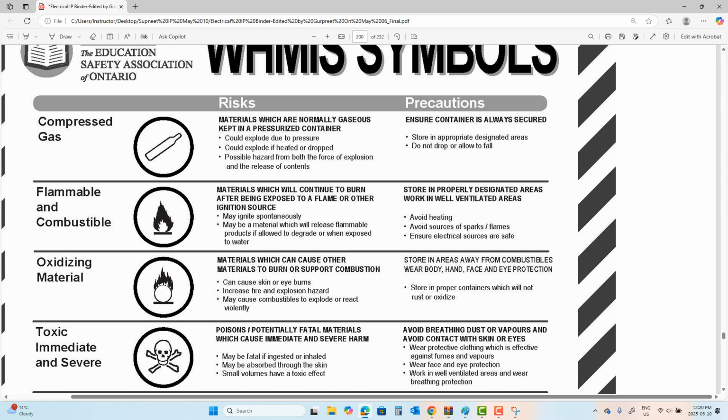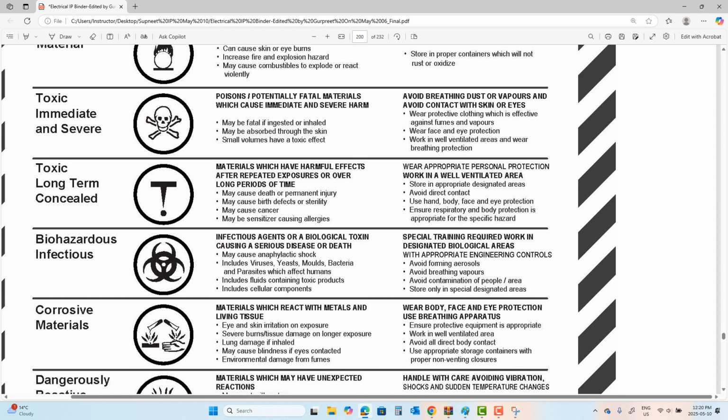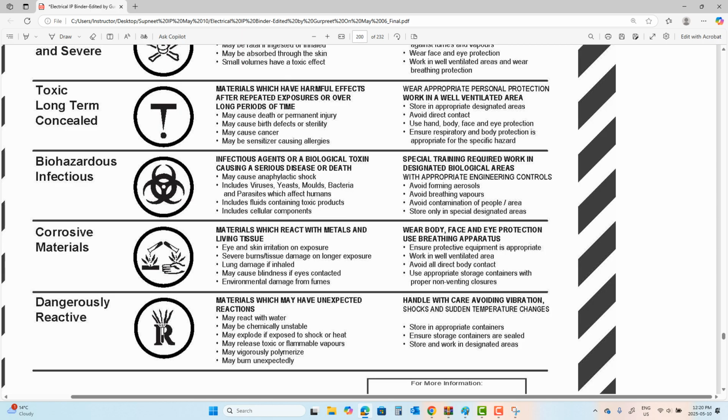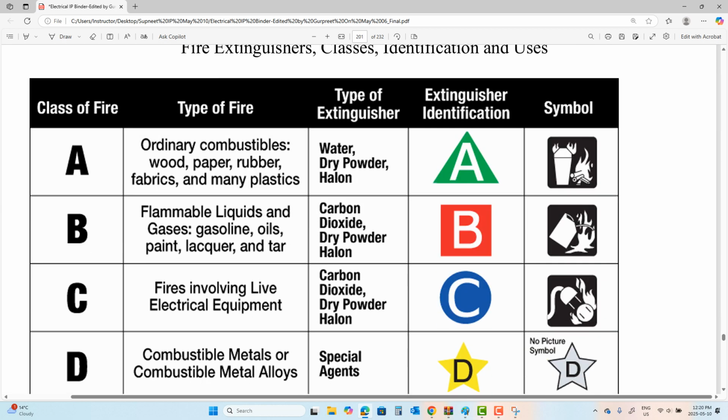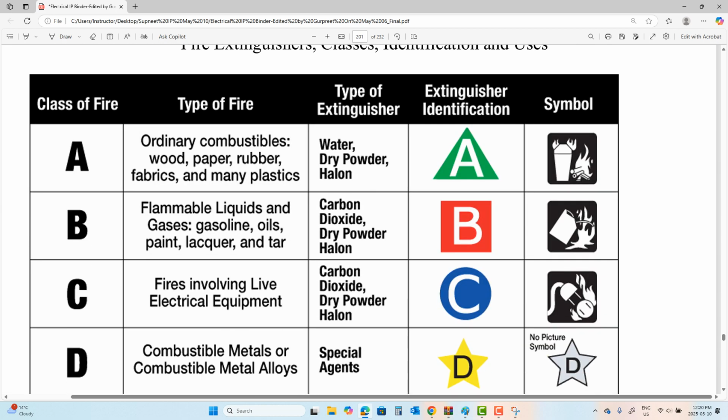Okay, both are a fire symbol. What I had was dangerously reactive. This was for me. But question number 7. Question number 8, classes of fire extinguishers.